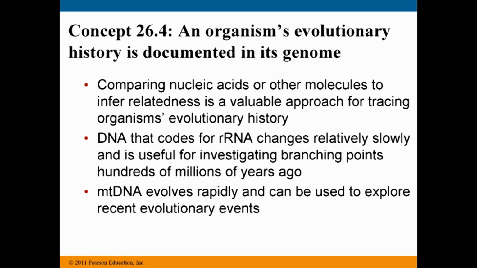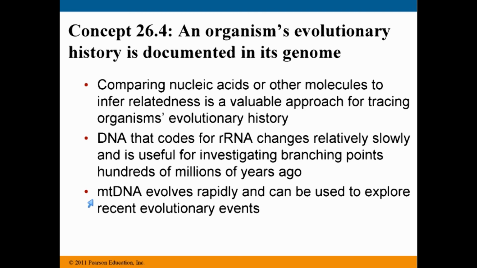An organism's evolutionary history is documented in its genome. So you can compare nucleic acids or other molecules for that matter. You can look at amino acids of proteins as well. And you can chart those changes that have occurred over time. I don't spend a lot of time with this, but DNA that codes for ribosomal RNA changes very, very slowly. So you can look at the DNA of ribosomal RNA and see when changes occur.